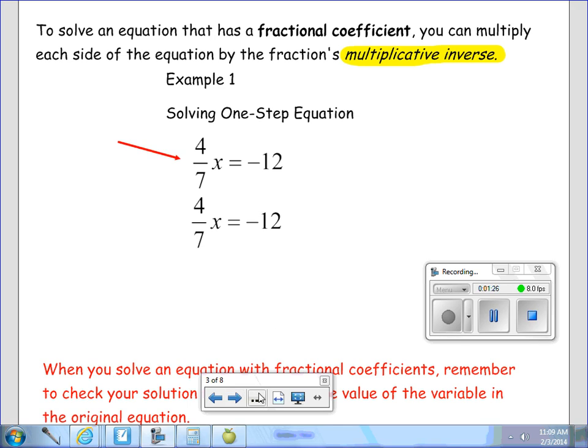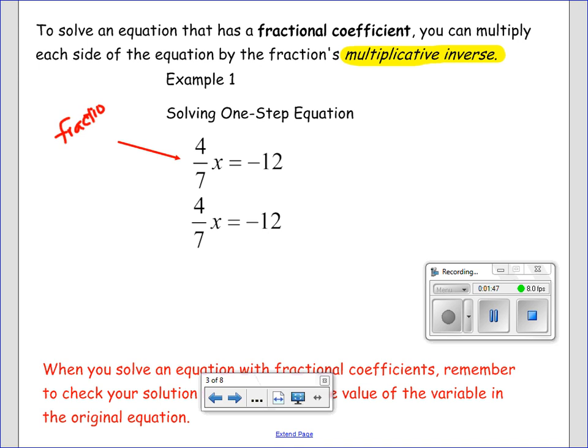To solve an equation that has a fractional coefficient, you can multiply each side of the equation by the fraction's multiplicative inverse. In this example, where I have the red arrow, 4/7 is called the fractional coefficient. So in order to solve for x, to isolate the variable, we're going to multiply each side by its multiplicative inverse.